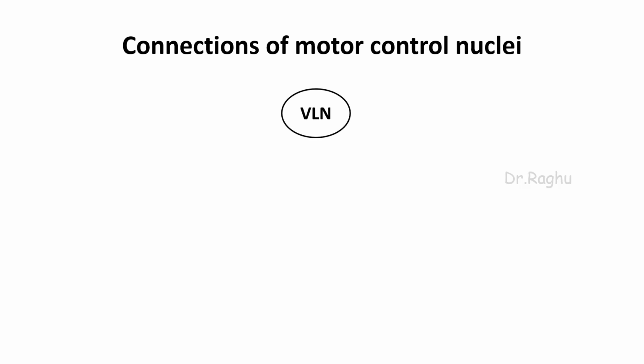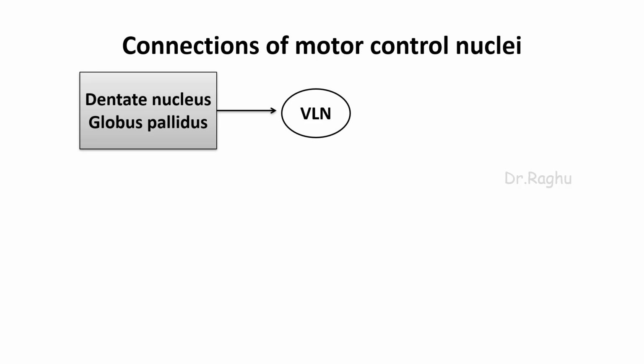The first motor control nucleus is the ventral lateral nucleus, and it is receiving the information from the dentate nucleus and the globus pallidus. Dentate nucleus is a part of the cerebellum and globus pallidus is a part of the basal ganglia.